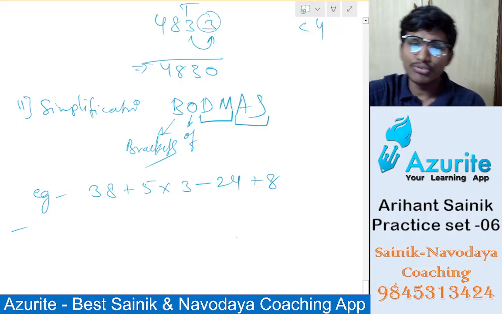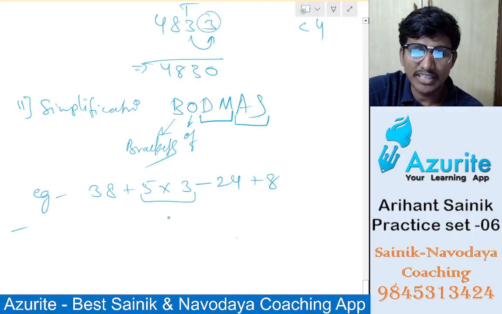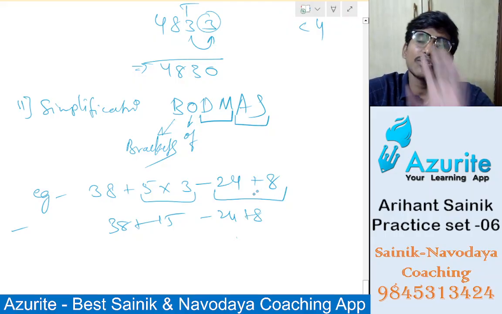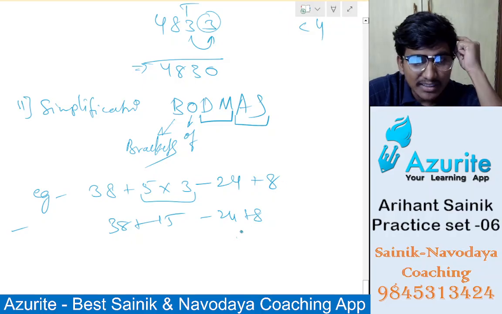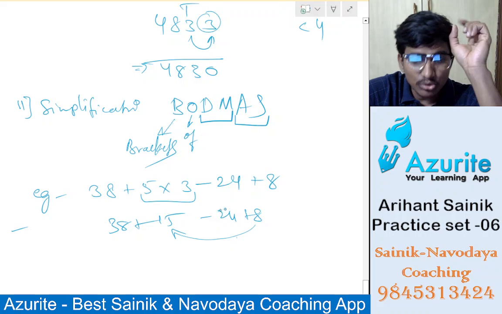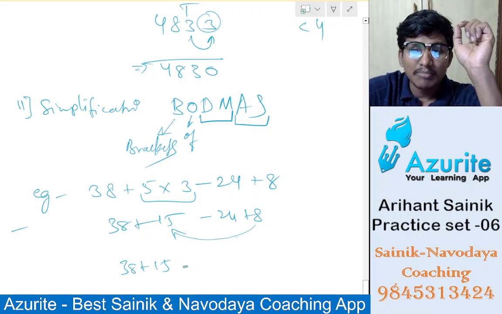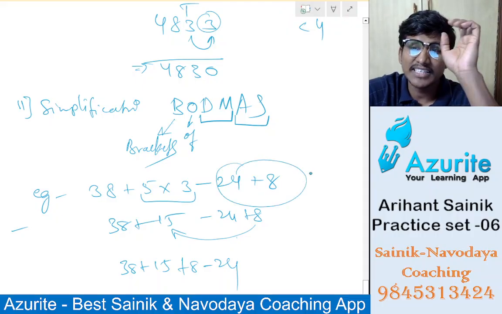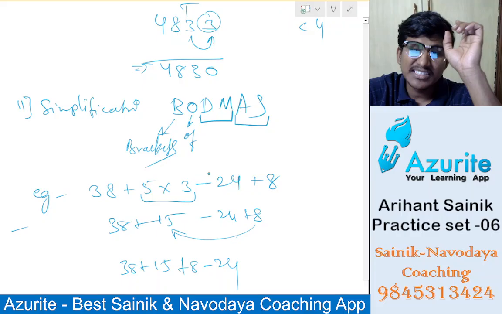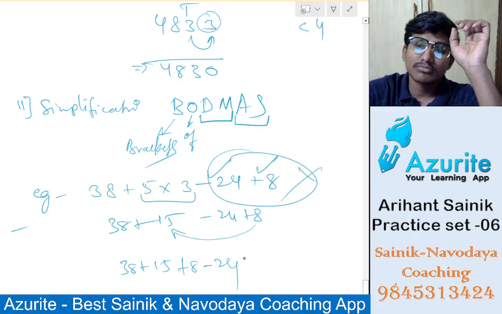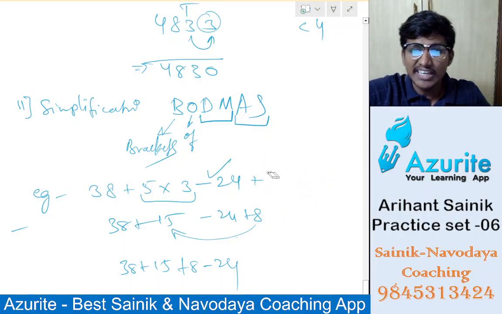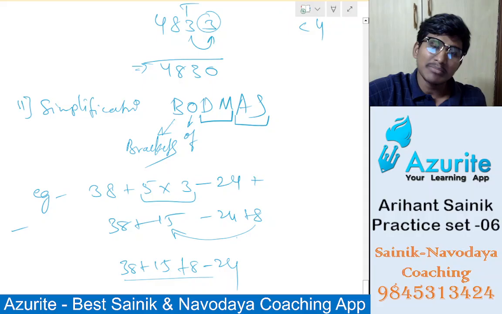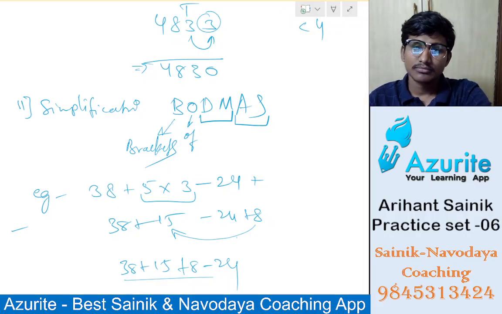Now here, how do we do it? First we have to multiply. 5 3s are 15. Then 38 plus 15 minus 24 plus 8. We should not add like this, it will be wrong. We have to do addition with addition only. So 38 plus 15 plus 8 minus 24 we have to do. We should not mix the minus with the plus, that is wrong. So add with addition only, and then subtract, it will be easy. Understood? Okay.